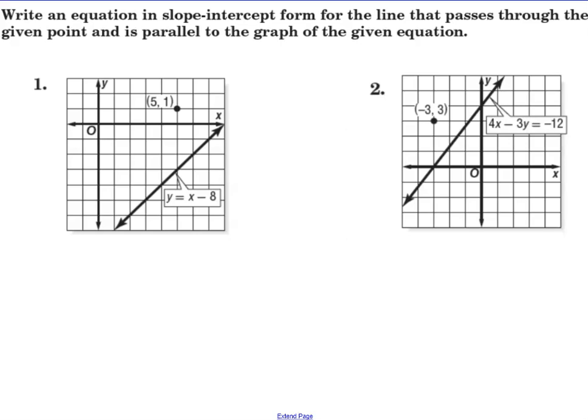So here's a task where you're asked to write an equation in slope-intercept form for a line that passes through a given point and is parallel to the given equation. So there's a drawing here. So number 1 is exactly like the question I just asked you.